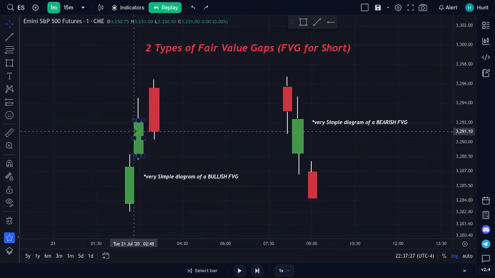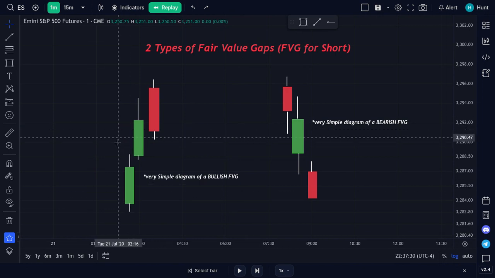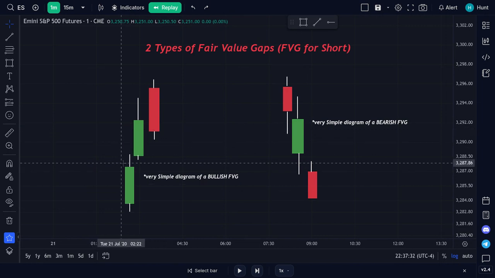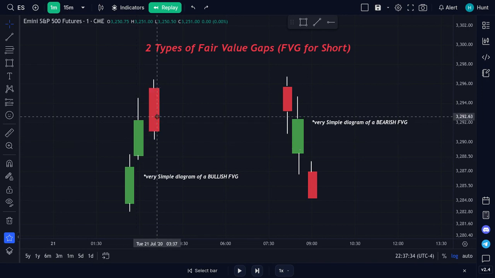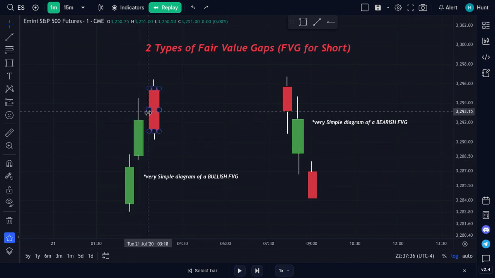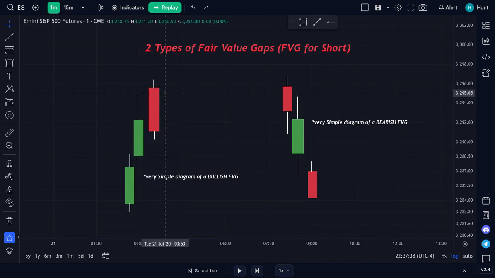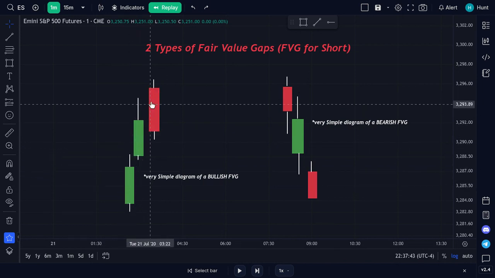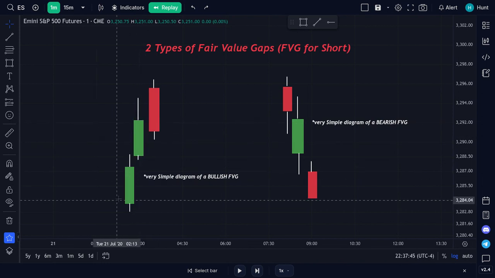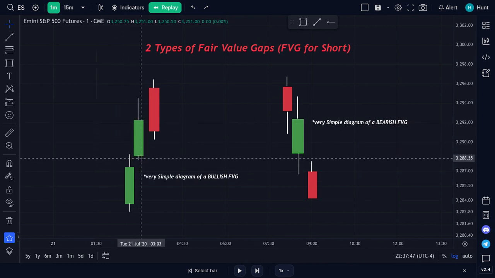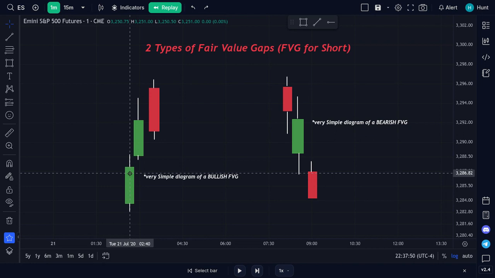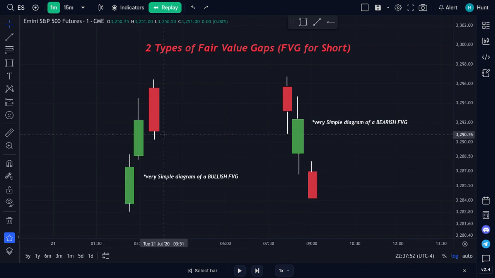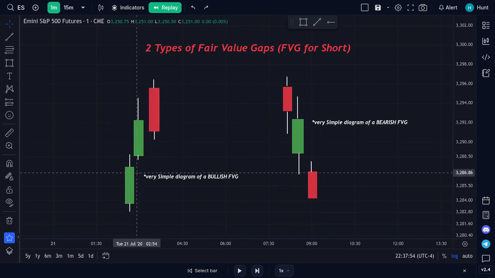Now let's look here on the left side. Remember, a fair value gap is a 3 candlestick pattern. So you see we have 1, 2, 3 candlesticks here. We need 3 candlesticks to create the fair value gap or imbalance. If you see how price went up, look closely between the wick of the first candle and the wick of the third candle. Do you notice anything different than you might see on a normal price chart?